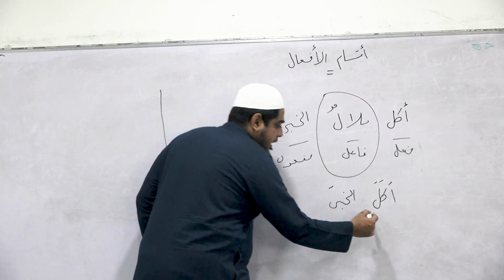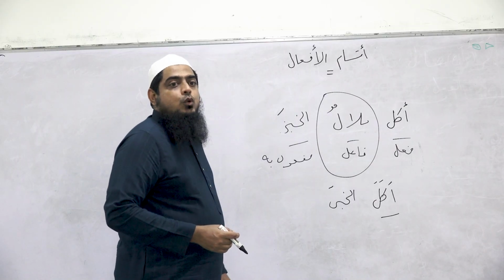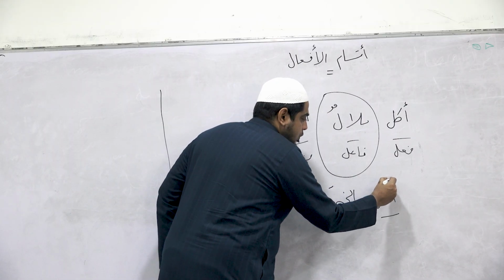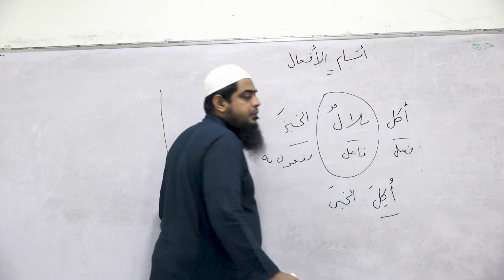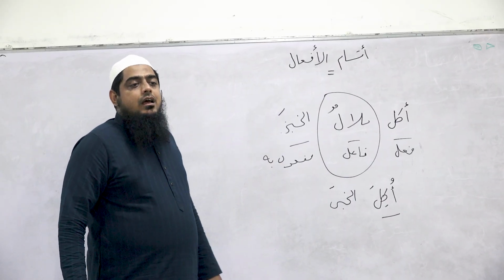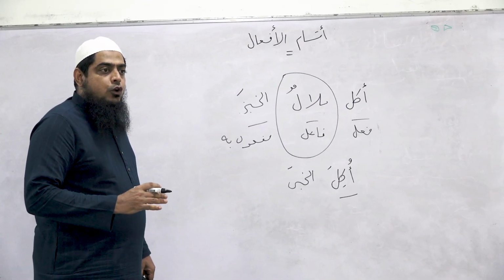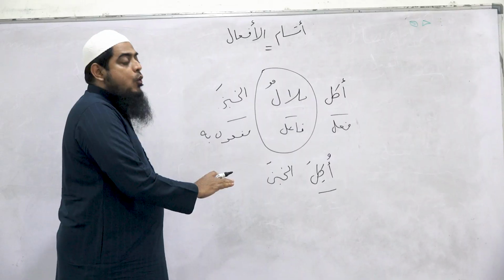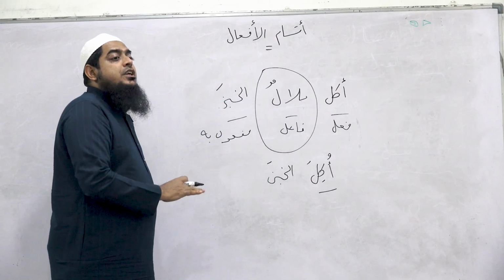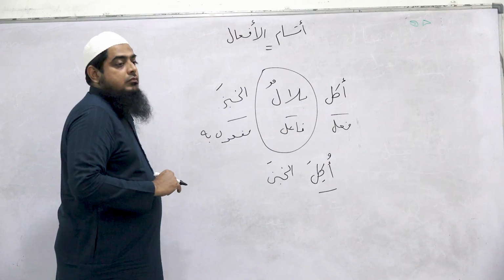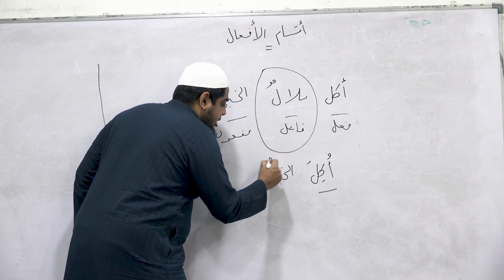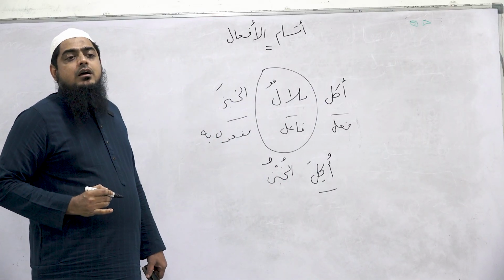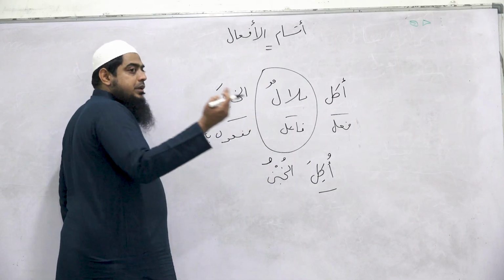You make this fi'l majhul. How to make majhul? You say ukila. Now you made the fi'l into majhul, and this maf'ulun bihi, which is actually maf'ulun bihi, after this fi'l will become na'ibul fa'il. Na'ibul fa'il. Ukila al-khubzu. This was actually maf'ulun bihi.